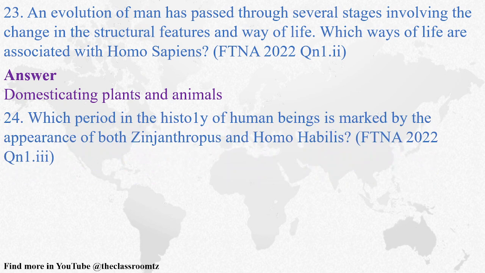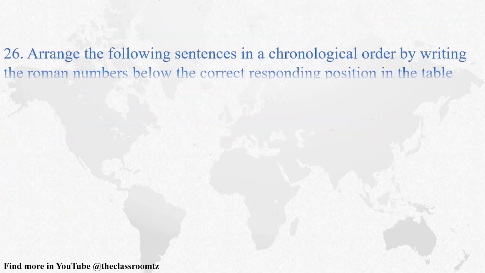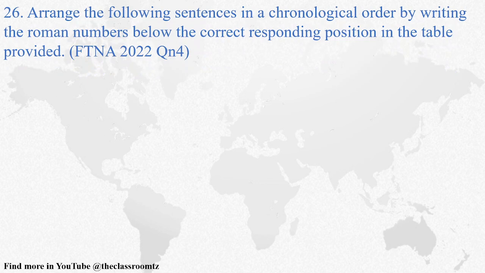Which period in history, that should be history there, that's a spelling error. Which period of the history of human beings is marked by the appearance of both Zinjanthropus and Homo habilis? The answer is the early Stone Age. In the early Stone Age, we saw Zinjanthropus exist, Zinjanthropus disappear, and Homo habilis exist. So in the early Stone Age, we saw these two stages, Zinjanthropus and Homo habilis.